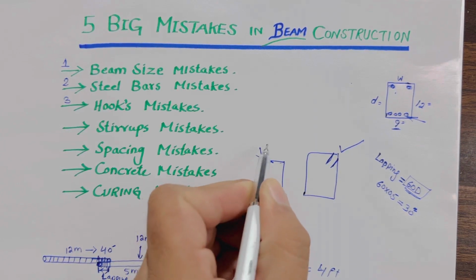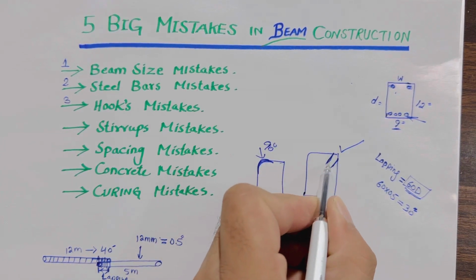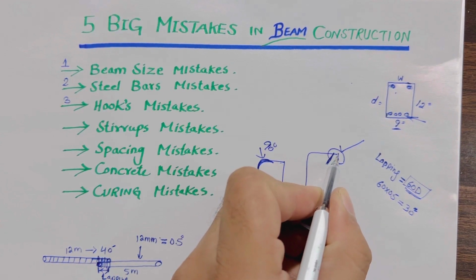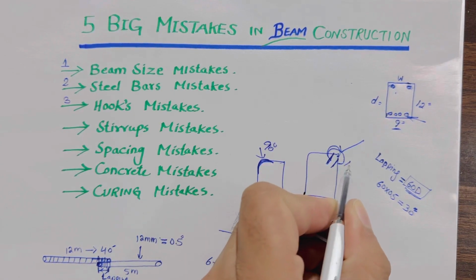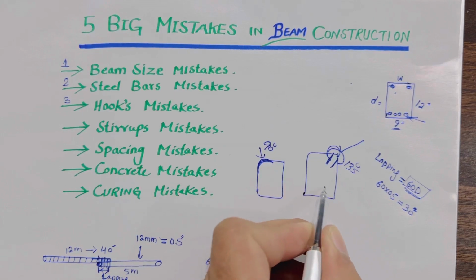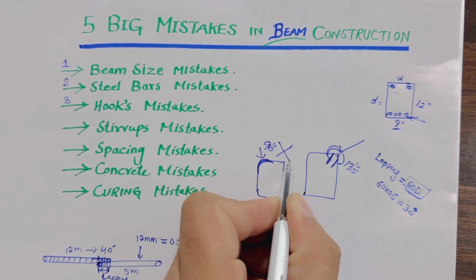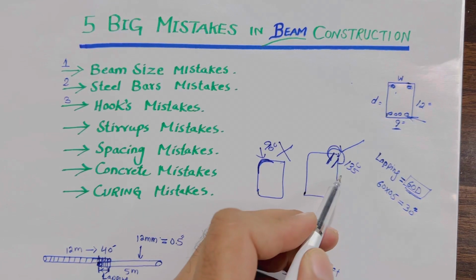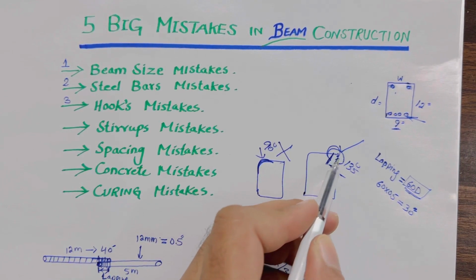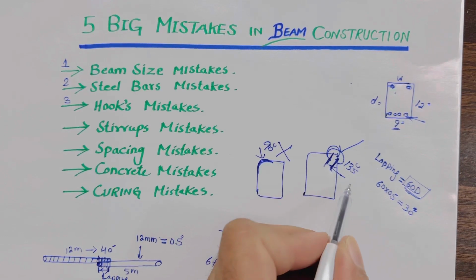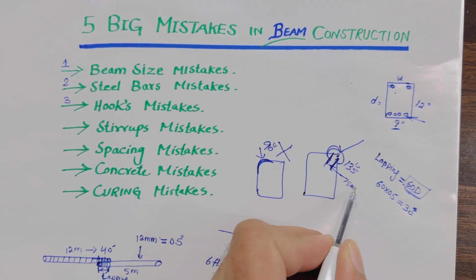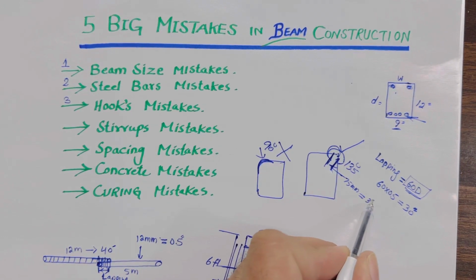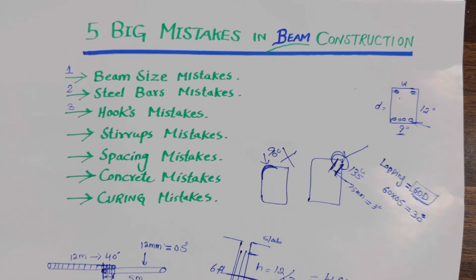Here, guys, you can see this is 90 degree, and here this is 135 degree. So from here to here we have 135 degree, so provide it at 135 degree. This is the wrong method, because it cannot resist an earthquake, okay. And this hook length should not be less than 75 mm, or you can say 3 inches. This is very important to know about this point, okay.